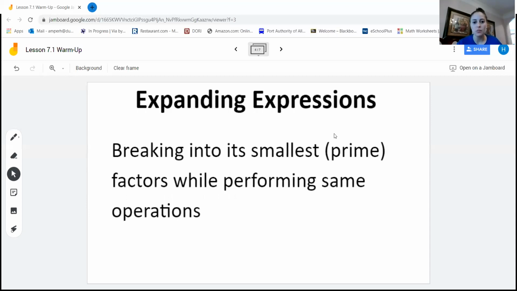So what does it mean to expand expressions? That means breaking it into its smallest prime factors while performing the same operations. So this is similar to when we did radical expressions, how we would break it apart. And we're going to do a couple examples together right now just to help you do that warm up.